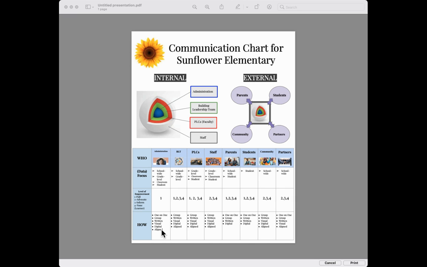So thank you for everything and your attention, and I'm excited to see this communication chart in action to hopefully create a feedback loop that is preventative and self-correcting.